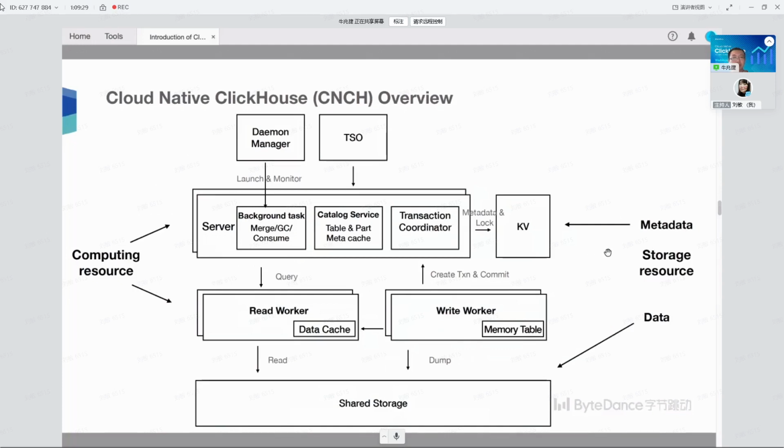And on the right side, I want to highlight two parts: the metadata and the data. The metadata here, which in ClickHouse is a part. You can imagine we store the parts in a distributed key-value store. And the actual data of this part is stored on a shared storage. The shared storage here can be HDFS, S3, and other distributed storage systems. So yeah, this is an overview of our new system.